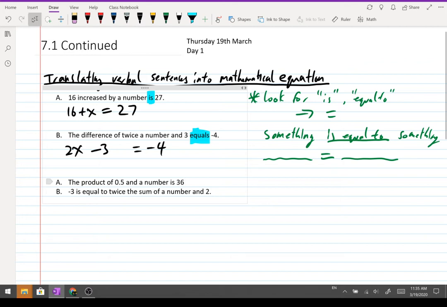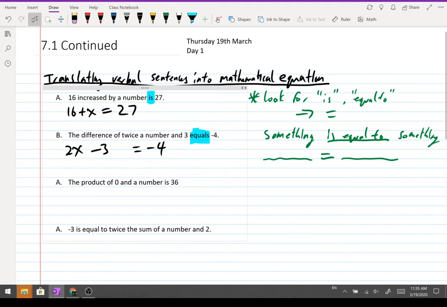Then for the third one, we have the product of half and a number is 36. I actually wrote 0.5, but it should be half, but I didn't want to write it out. Let me write it manually. This one should be C over here. Again, we're looking at "is" over here, and then 36. So we know that it's going to be equal to 36. And then the product of half and a number, that's half times x, which is half x. So I can just write that as half x is equal to 36.